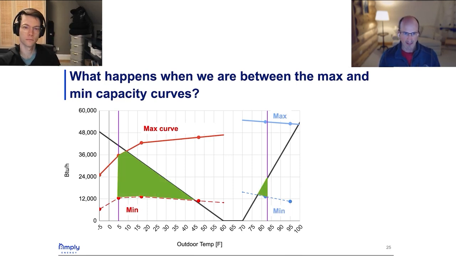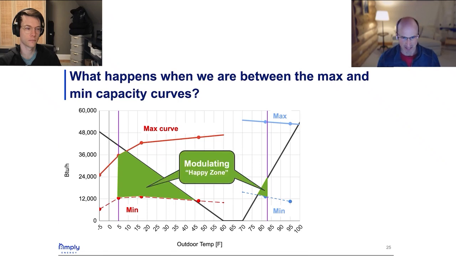So in this middle zone, what I have highlighted green on this slide, this is the area where the outdoor temperature is such that the loads on the home are in between that max heating curve and that min heating curve, or the max cooling curve or the min cooling curve. This is the happy place for the heat pump. This is where the heat pump's modulating and can exactly match those loads of the home and get those maximum run times. It's just cranking away.